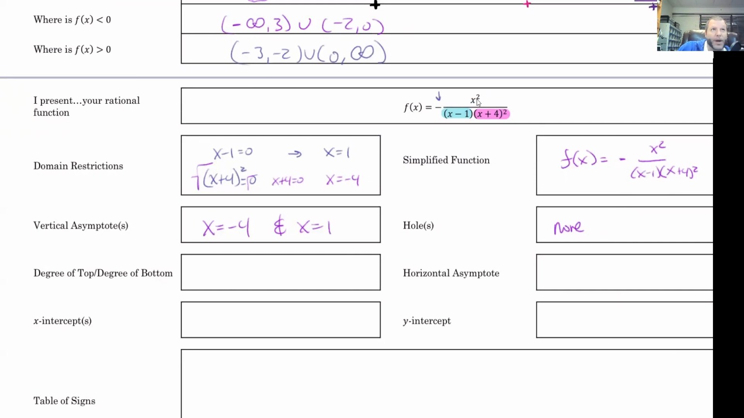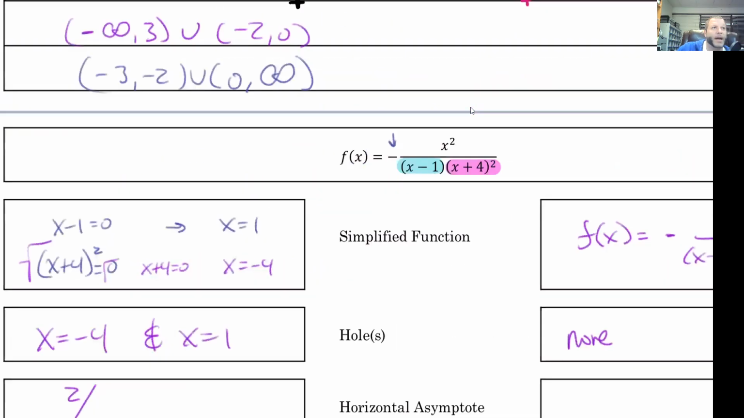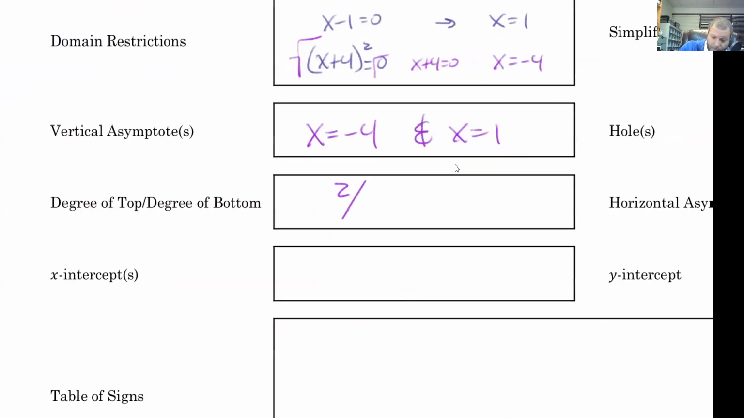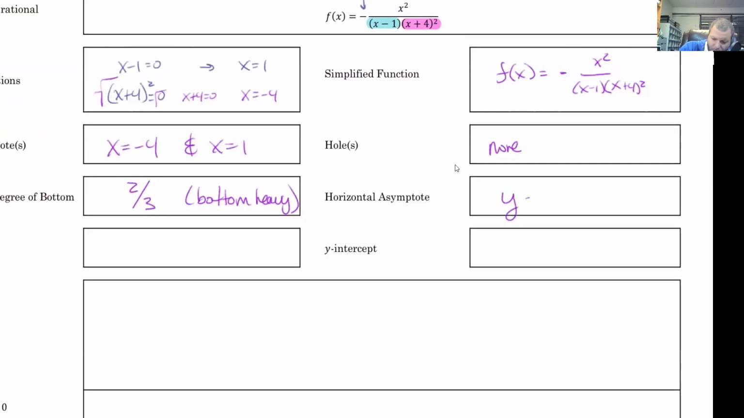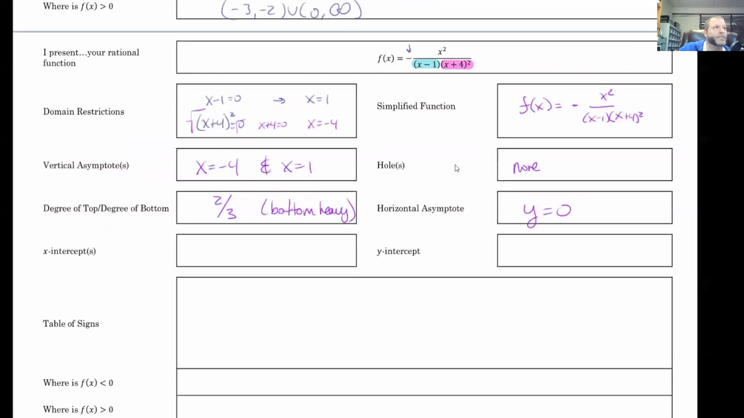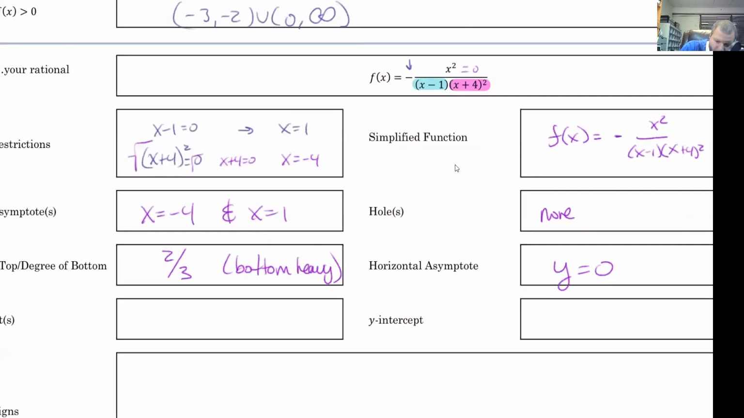If we want to find the degree of the top and the degree of the bottom, I have an x squared in the top, so the degree of my top is 2. The degree of my bottom is going to be, I have x minus 1 to the first power, x plus 4 to the second power. First power plus second power is going to be third power. So it's 2 over 3, a bottom-heavy fraction. Whenever the bottom dominates the top, your horizontal asymptote is going to be y is equal to 0.